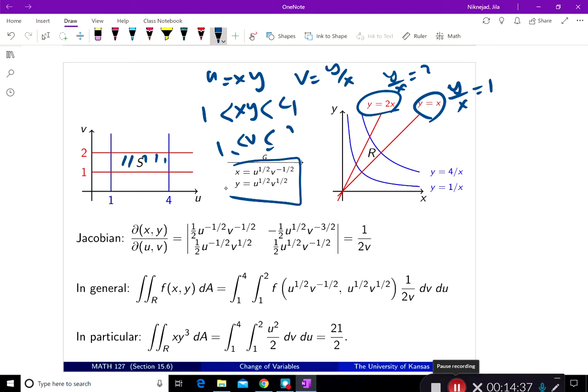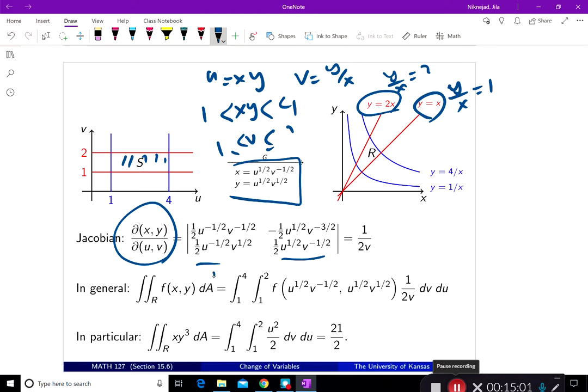Now I would like to find the Jacobian. This is the Jacobian of g, because I solved for g. Again, I'm basically finding x with respect to u, x with respect to v, and then y with respect to u, y with respect to v, and I get 1 over 2v.